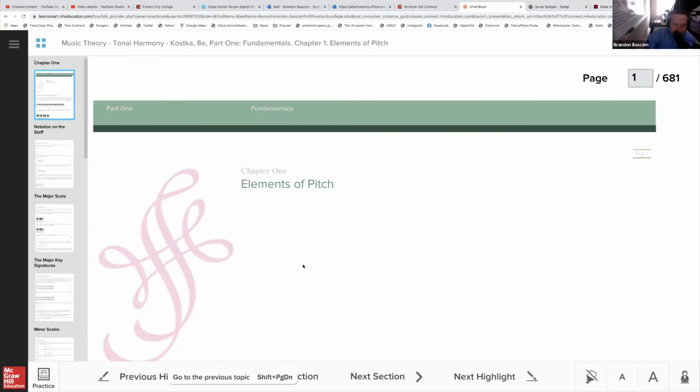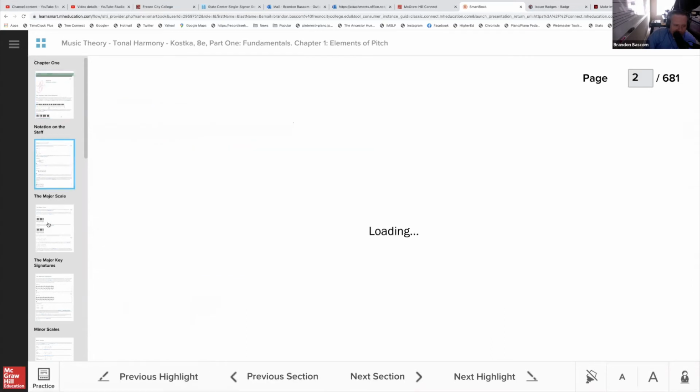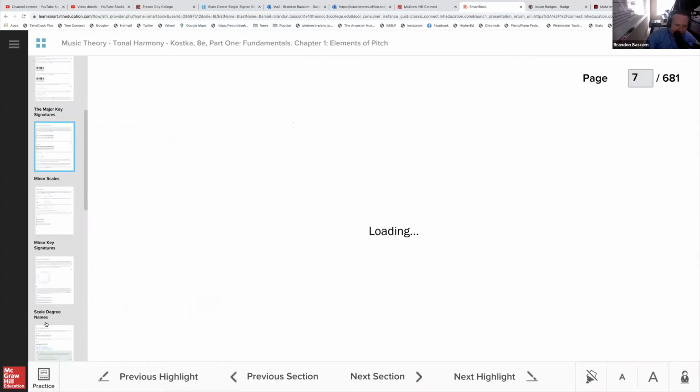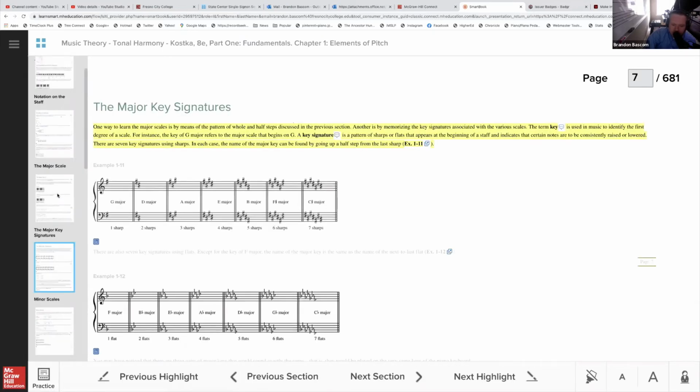Chapter 1 was talking about pitch and notes and scales, major key signatures, minor scales. And if you want to send a private message in the chat saying, hey, I don't remember how to do any of this, can you go over this? I won't call you out. Hopefully.